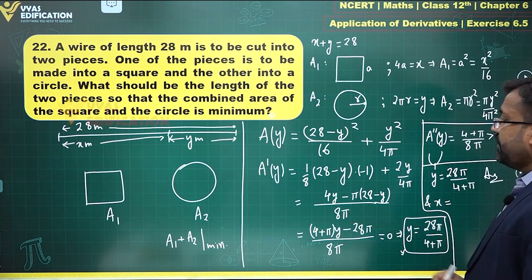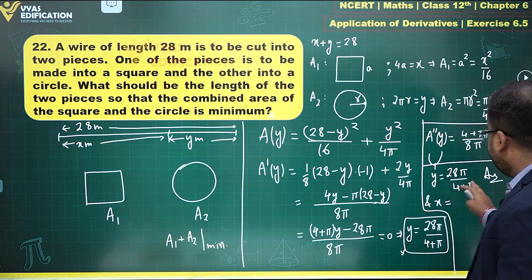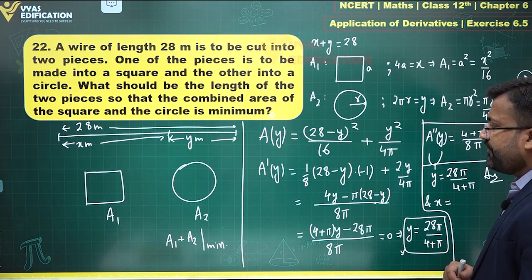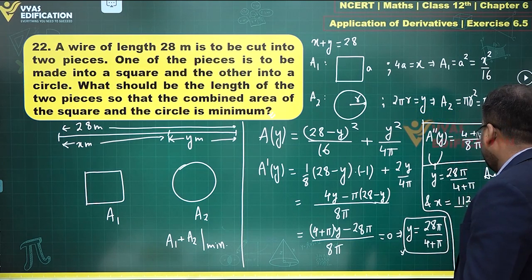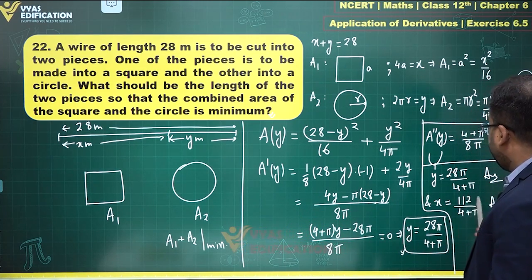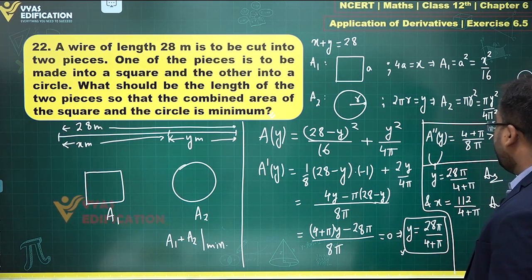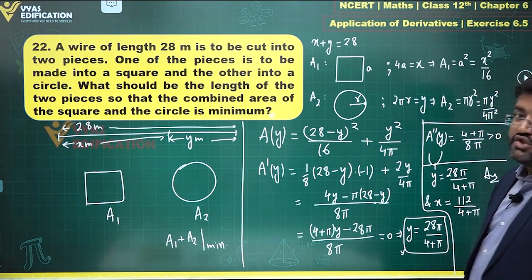x will be equal to 28 minus this. So 28 pi minus 28 pi will go, 28 times 4 is what will come over there. What's 28 times 4? This is 112 upon 4 plus pi is what I'll get. So for the square, the length will be 112 upon 4 plus pi, and for y, the length will be 28 pi upon 4 plus pi. That's my correct answer for this question. That's 22.